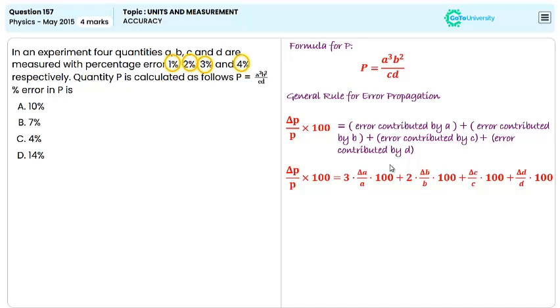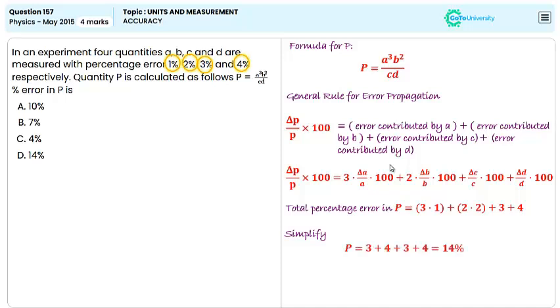On substituting the given percentage errors, we get total percentage error in P as 3 into 1 plus 2 into 2 plus 3 plus 4. And upon simplifying, we get total percentage error in P as 3 plus 4 plus 4 plus 3 is equal to 14%. So the final answer is option D.